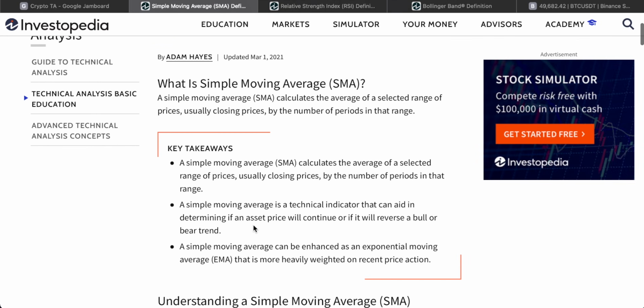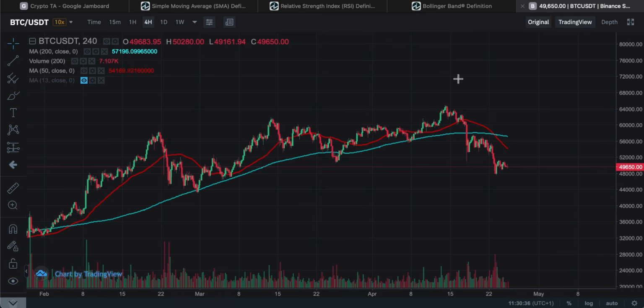Well, the moving average is really simple. I suggest Investopedia to learn about this stuff. But a simple moving average calculates the average of a selected range of prices, usually closing prices, by the number of periods in that range. In plain English, you just get an average of the prices over time.